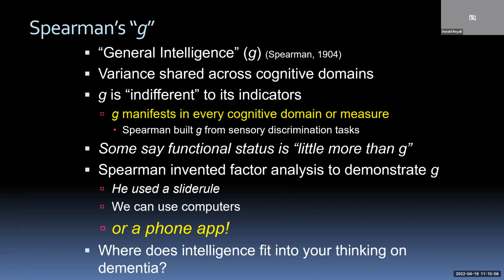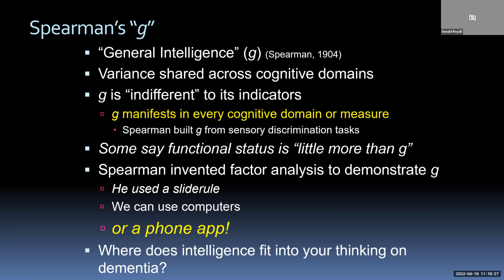It's G, or Spearman's G. Or what Charles Spearman, as early as 1904, recognized as general intelligence. That's what he called it. So G represents the variance shared across cognitive domains. And it's been subsequently shown in multiple studies that the G factor is indifferent to its indicators. In other words, G manifests in every observable brain domain or cognitive measure.